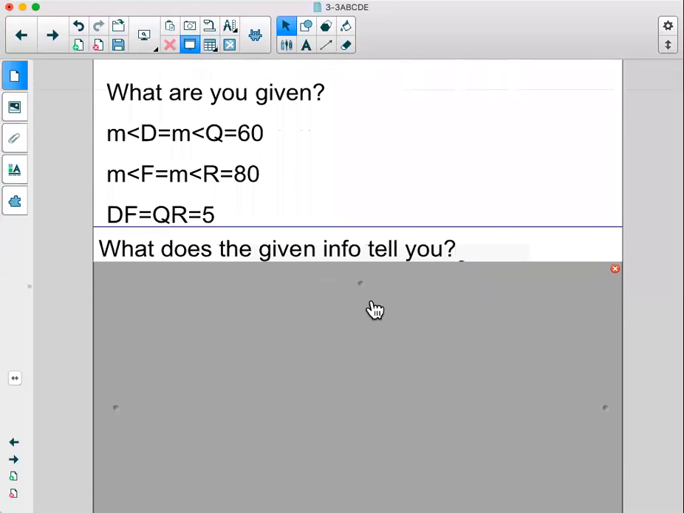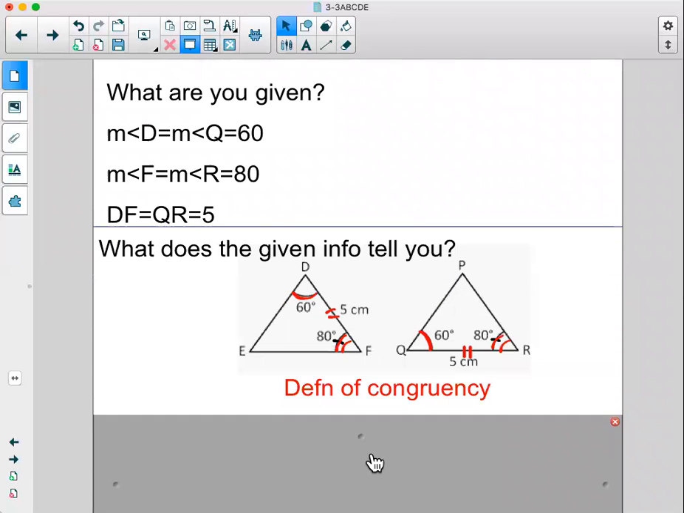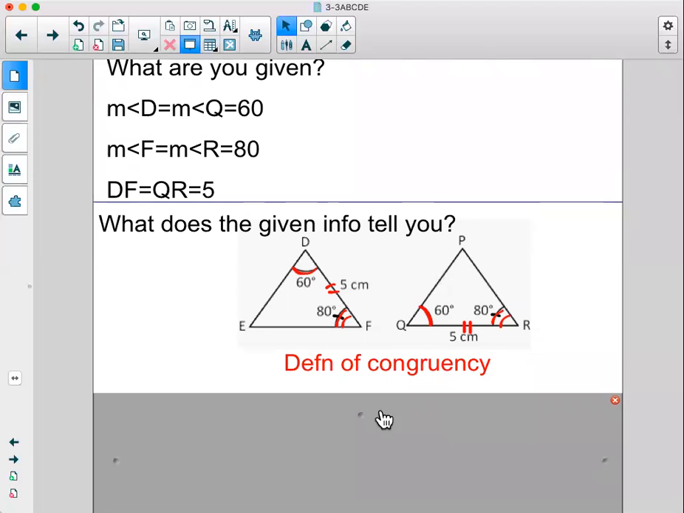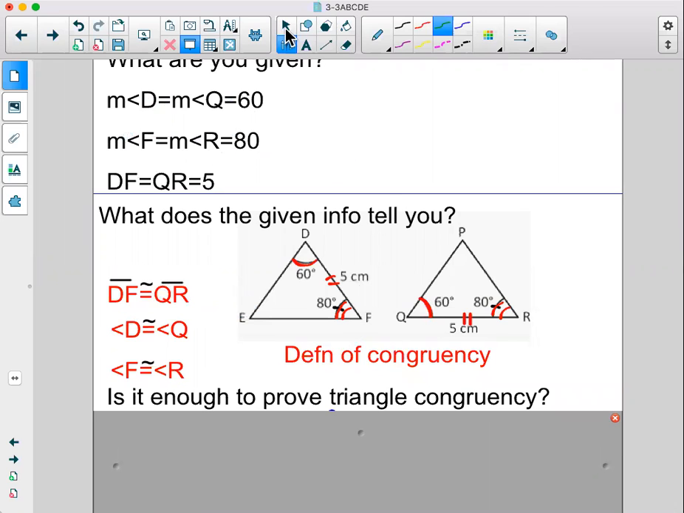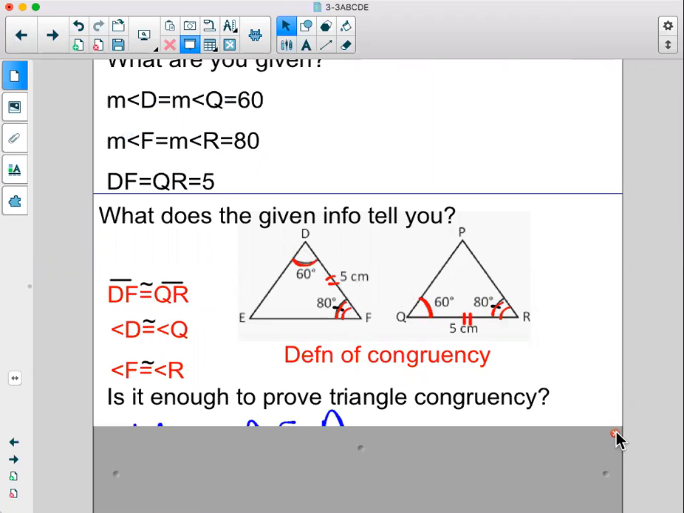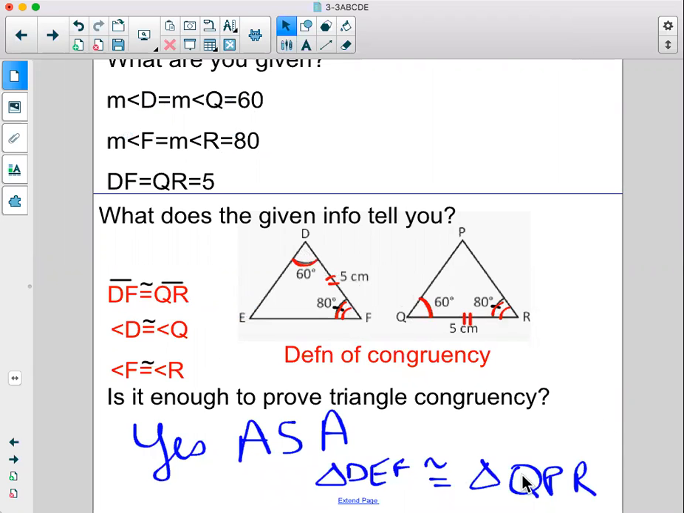So then we ask ourselves, what does the given information tell us? And we can pull out our definition of what it means to be congruent, to state that those things are congruent. So because of our given information, measurements are the same, we now know, using our definition of congruency, that these parts are congruent. So then we ask ourselves, is this enough to prove congruency? And we see angle, included side, angle here are exactly congruent to the angle, included side, angle over here. And so we say, yes, by ASA, we can make a congruency statement.